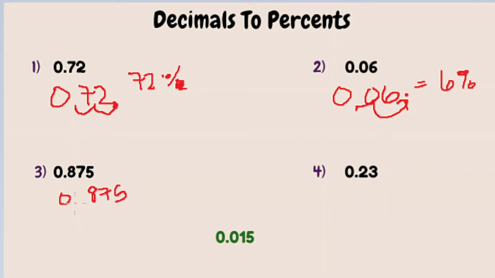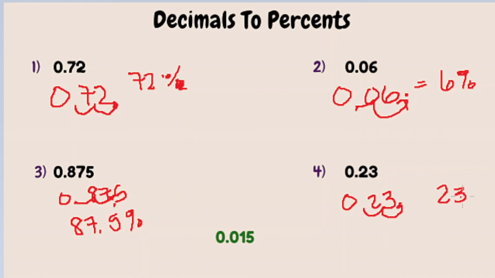0.875. We're going to move our decimal to the right 2 spots, put it there. So in this case, it's going to be 87.5%. 0.23 or 23 hundredths. We're going to take our decimal, move it to the right 2 spots, add our percent sign, it's 23%.